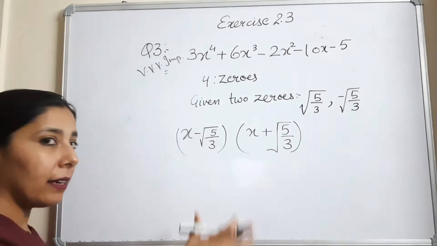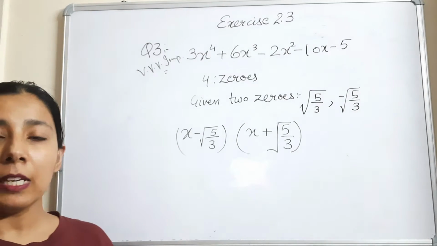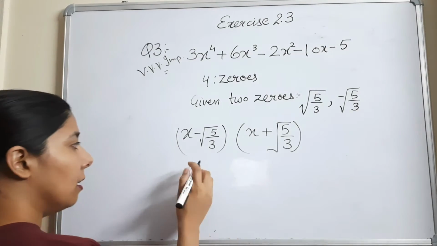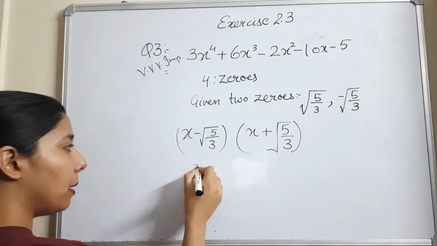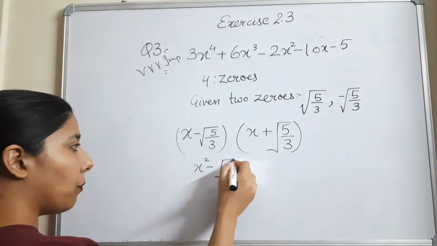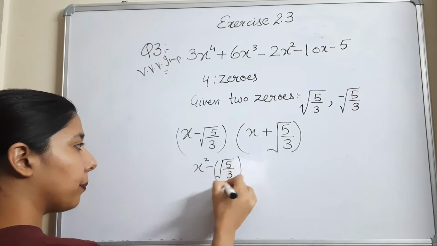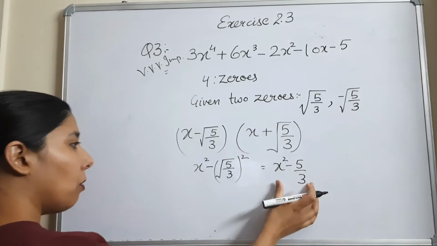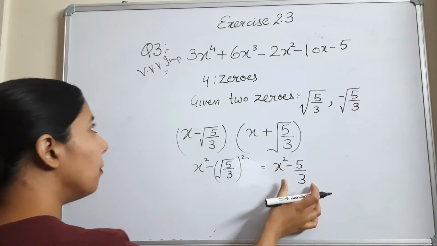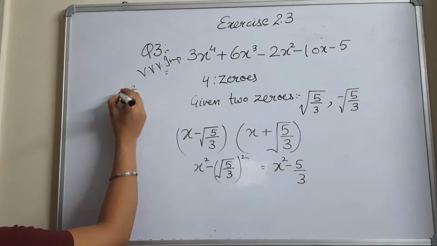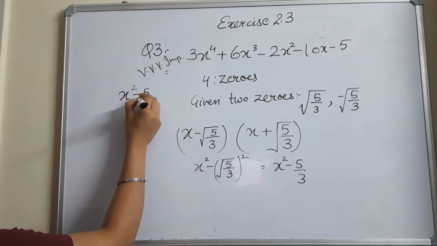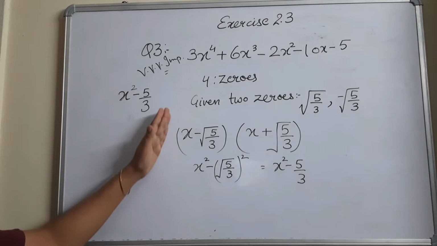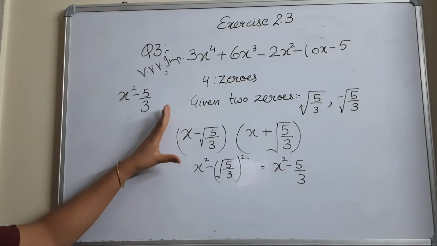Now we will solve this bracket. You people know the property a plus b into a minus b is a square minus b square. I am using the same property here. So a plus b into a minus b will be x square minus root 5 by 3 whole square. So this is equal to x square minus 5 by 3. Now keep this factor preserved, x square minus 5 by 3, here. Okay. So the first part of the question is this. You will do the calculation. This is just the first part of this question.